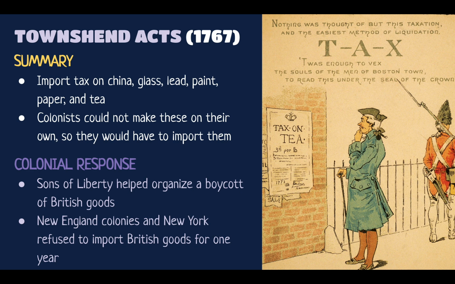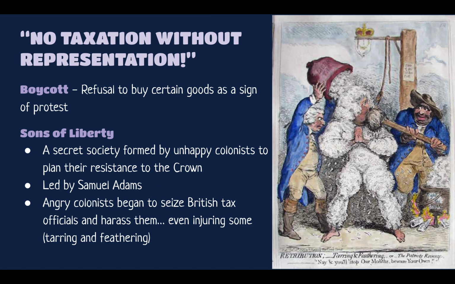So the Sons of Liberty, we'll see them throughout this unit, were organized to help put together these protests and boycotts against British goods. In some cases, like in the New England colonies and in the colony of New York, they simply refused to import British goods for an entire year. So they shut down their ports that will be importing these British goods as a response to the Townshend Acts. And ultimately, no taxation without representation would become this rallying cry of the colonists who were upset about all of these things. So these boycotts, the refusal to buy particular goods in protest, became very common.